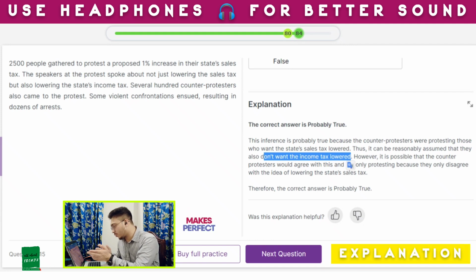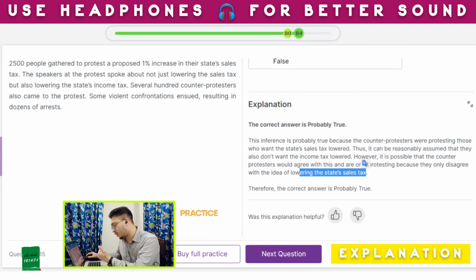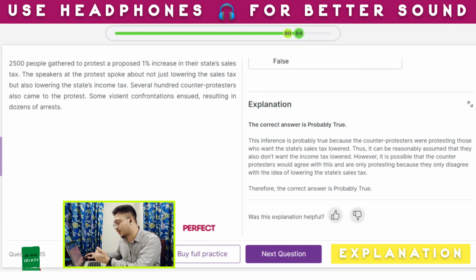Okay, so they're counter attacking about the protest, what this person is doing and what the other person is doing. So it might also be possible that counter protesters would also agree with this and are only protesting because they secretly value lowering the sales tax. Okay, so that is the reason they say it's probably true. I mean, it can be possible. Maybe they don't have any problem with decreasing the income tax. However, they could be worried about the state sales tax. Maybe they're really worried about the revenue.